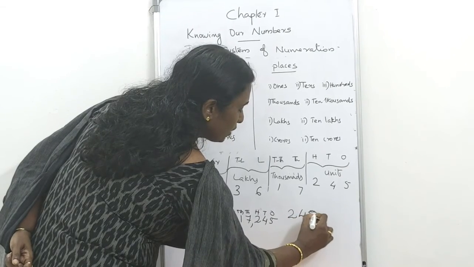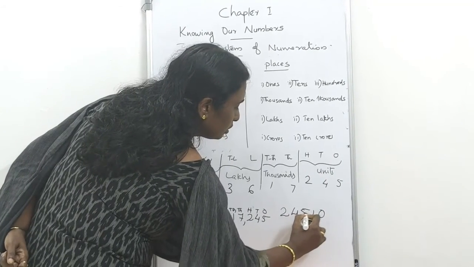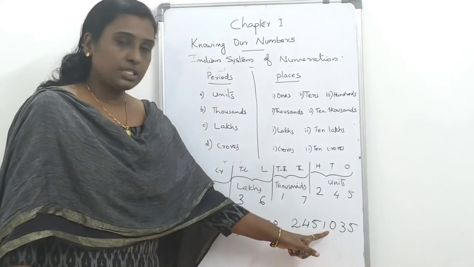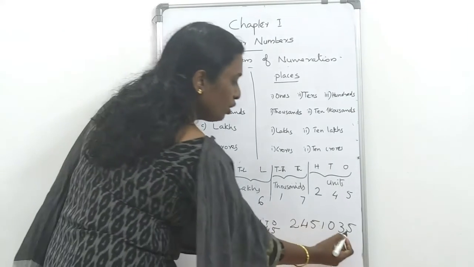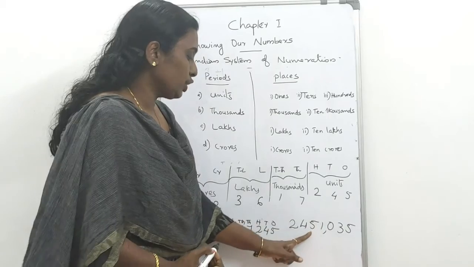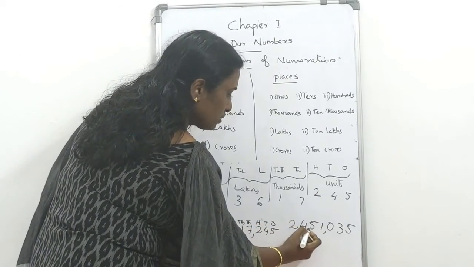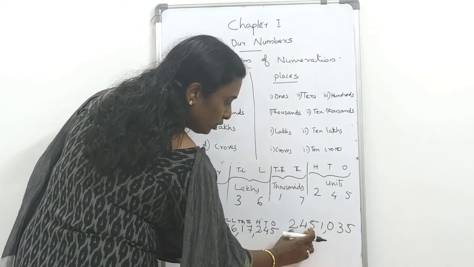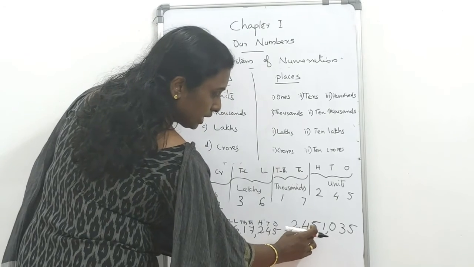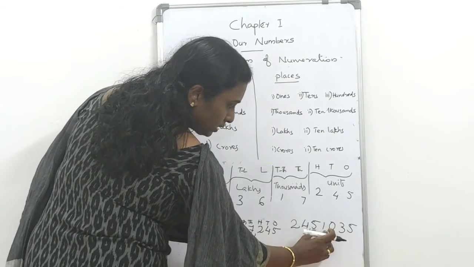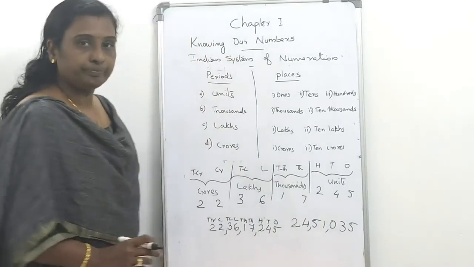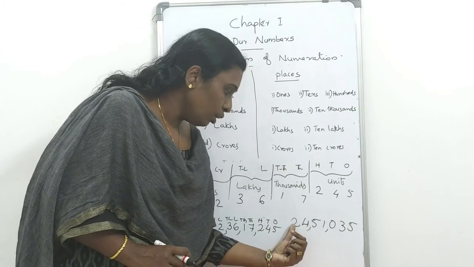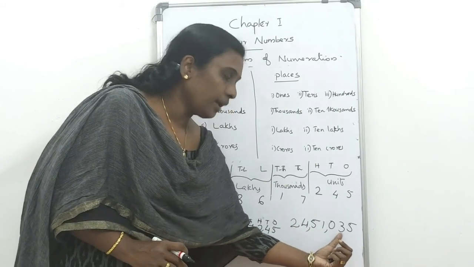Let us see another example. 2, 4, 5, 1, 0, 3, 5. The first comma is placed after the hundreds place: ones, tens, hundreds. The next comma is after the 10,000 place. First read the number 24. This period is lakh, that is 24 lakh, 51,000 and 35. This period is units, this is thousand, this is lakh. So 24 lakh, 51,000 and 35.